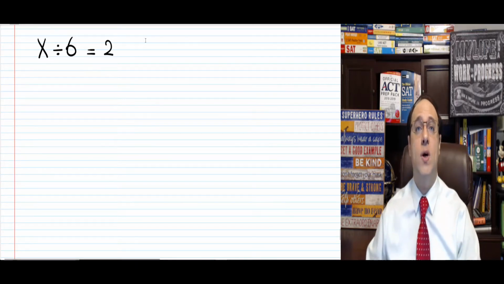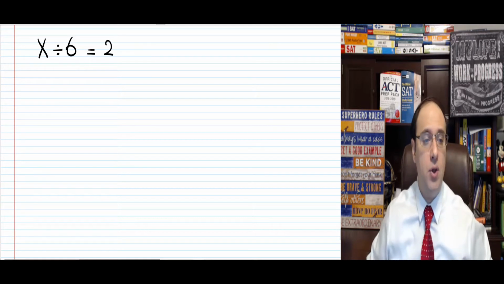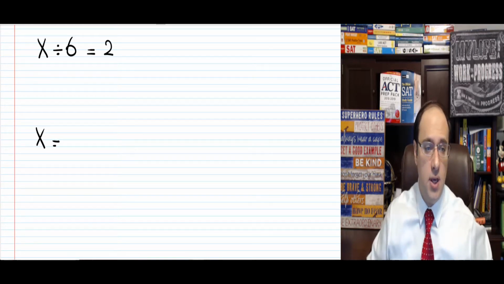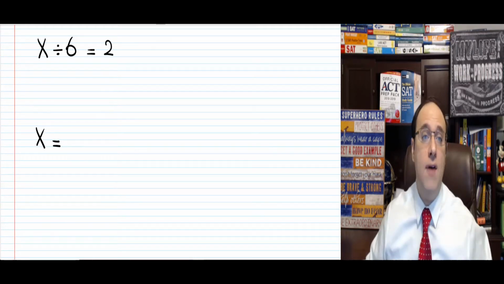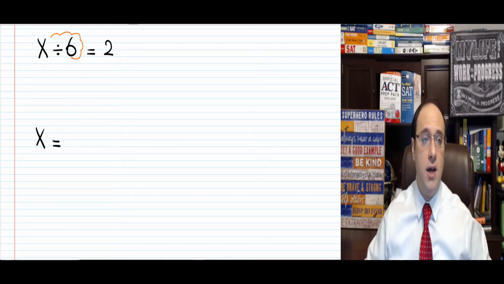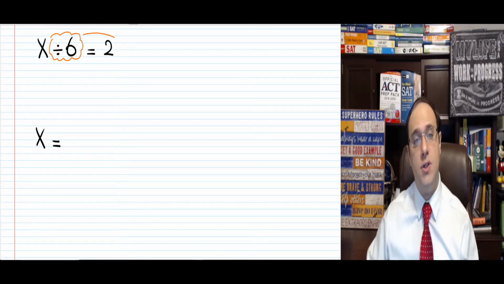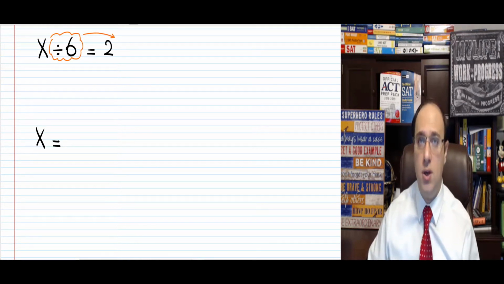How do we solve a question like this? Remember, when you have something like this, you ultimately want to find what x equals. So we need to get rid of anything next to the x. Here next to the x we have divided by 6. Divided by 6 moves to the other side of the equation, to the other side of the equal.